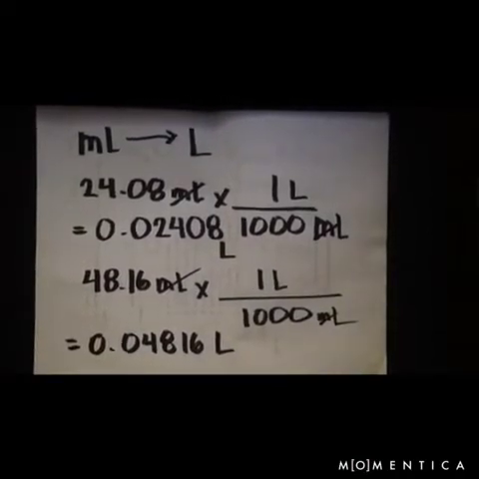Next thing to do is convert milliliters to liters. 24.08 ml times 1 over 1000 to convert to liters is equal to 0.02408 liters. The second one is 48.16 ml times 1 over 1000 to convert to liters. The answer is 0.04816 liters.